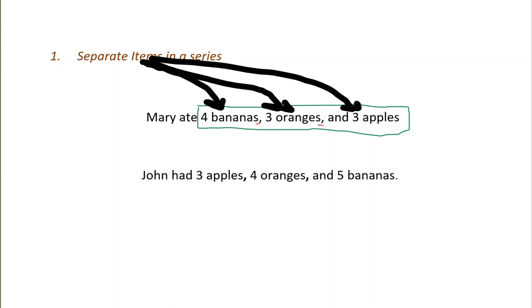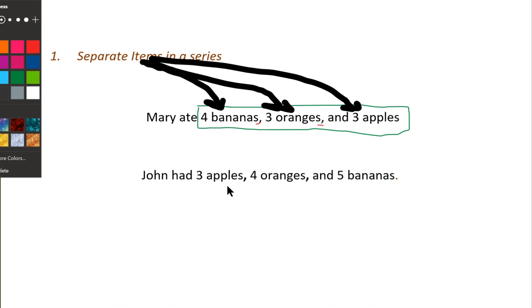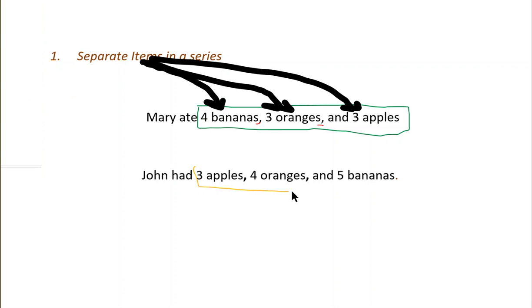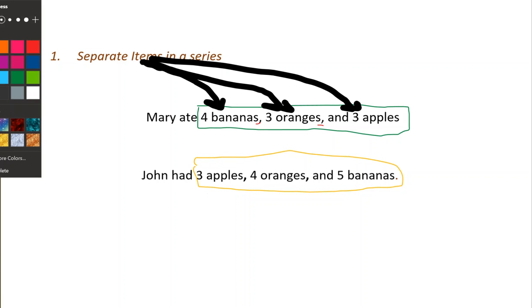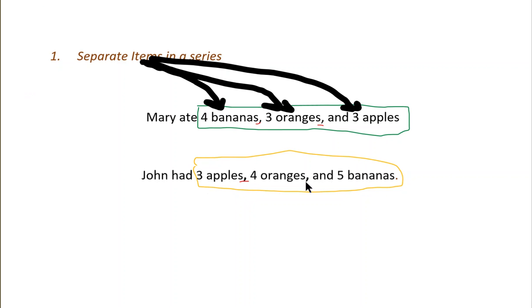So over here we have another series, 3 apples, 4 oranges, and 5 bananas. And then we have our commas that separate each unit, and each unit is right, the 3 apples, the 4 oranges, and the 5 bananas.